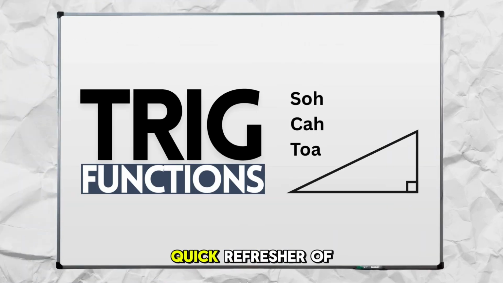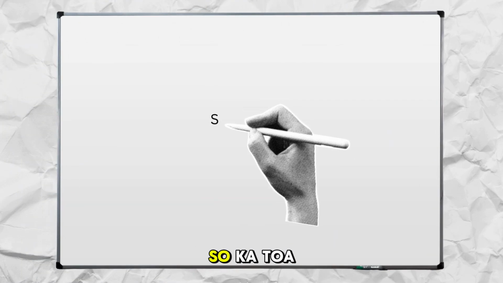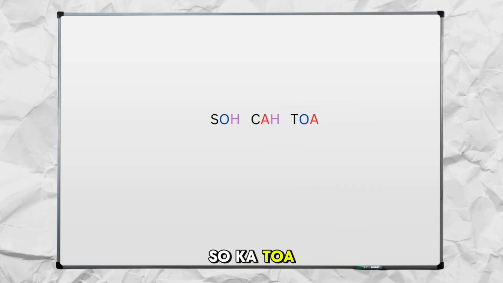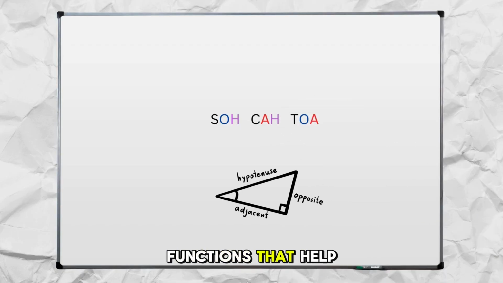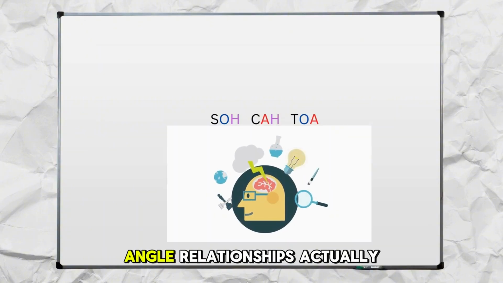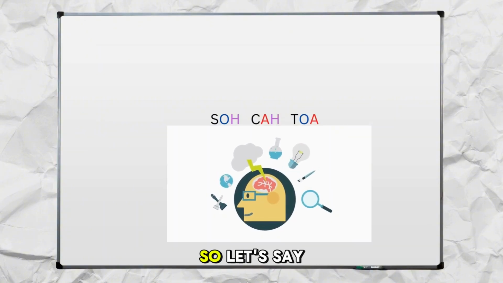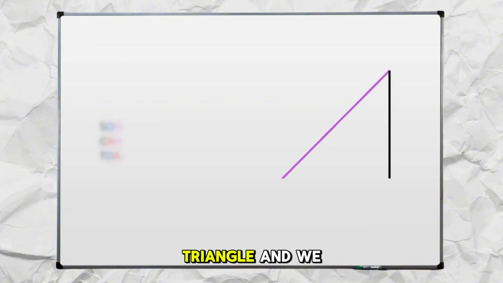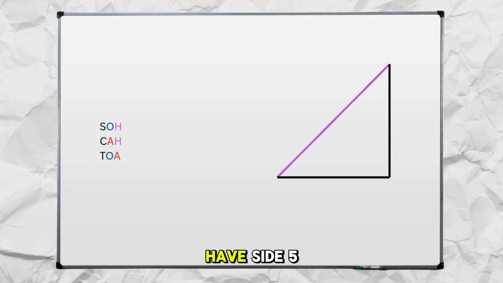Let's go ahead and do a quick refresher of our trig functions. So we've got SOH CAH TOA, which helps us remember what the sine, cosine, and tangent angle relationships actually are. So let's say we have a triangle with sides 5, 4, 3.